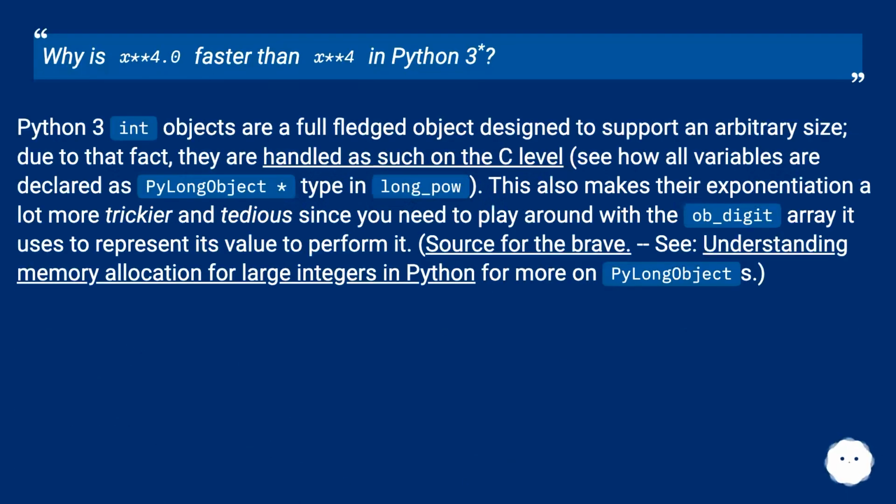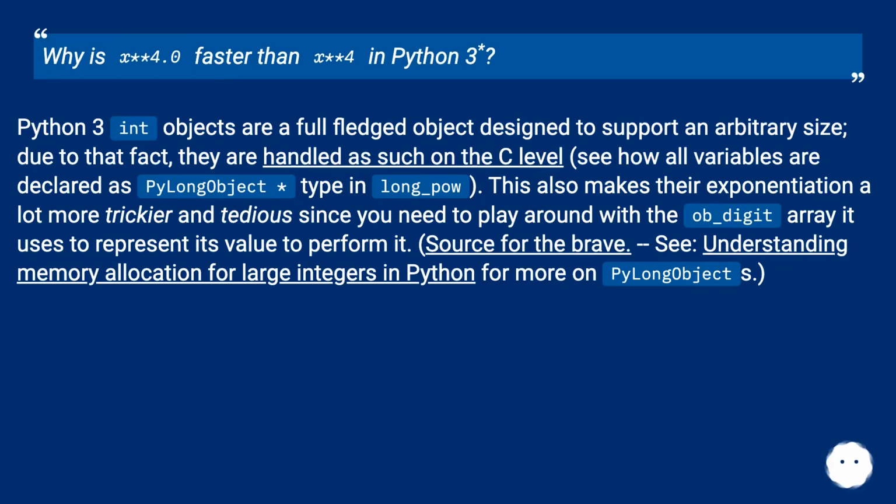Why is x**4.0 faster than x**4 in Python 3*? Python 3 int objects are a full-fledged object designed to support an arbitrary size. Due to that fact, they are handled as such on the C level. See how all variables are declared as PyLongObject* type in long_pow. This also makes their exponentiation a lot more tricky and tedious since you need to play around with the ob_digit array it uses to represent its value to perform it.